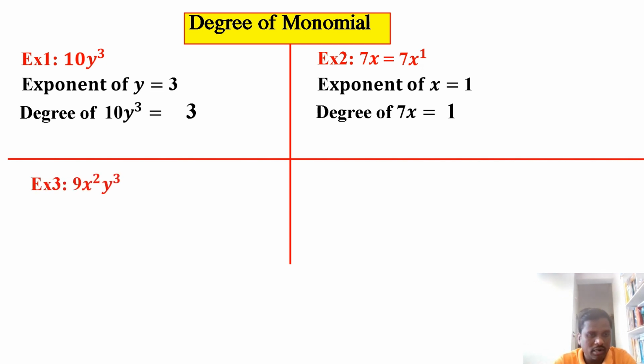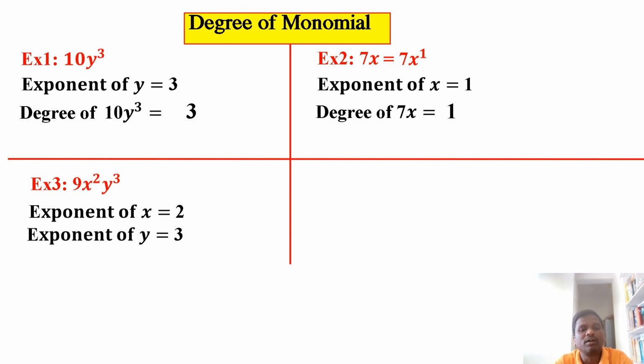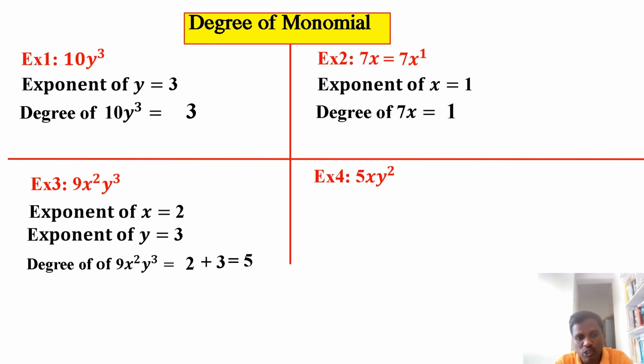And next one, example number 3, 9x square y cube. In this example, two variables are there, and the exponents are different. So how to find the degree of this monomial? Here the exponent of x is 2 and the exponent of y is 3. So the degree of 9x square y cube is 2 plus 3, which is equal to 5. That's why the degree of 9x square y cube is 5.